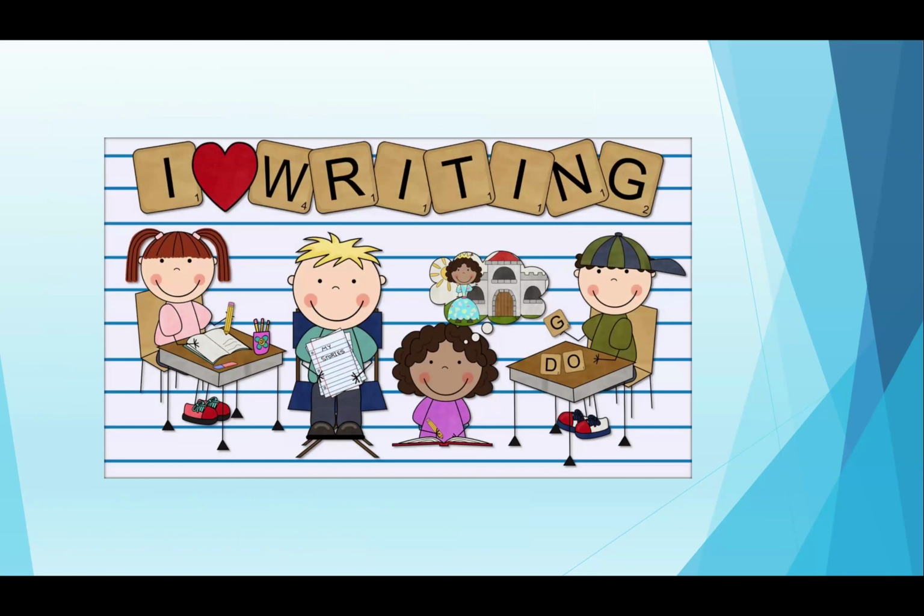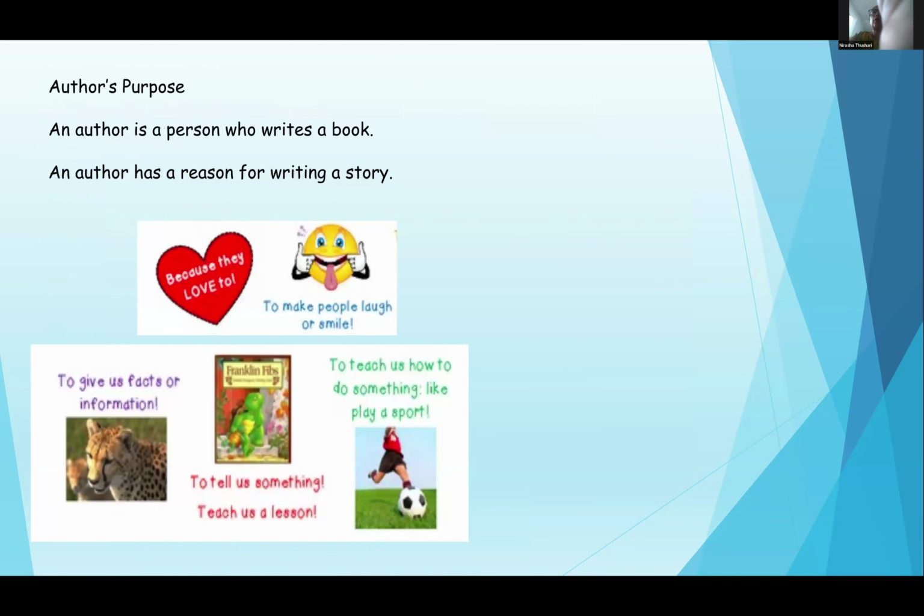And after the two previous exercises, I hope you have understood more about the collective nouns. And now let's move on to the next part, the writing part. Usually when you read stories, you will see there's an author's purpose. An author is a person who writes a book, and an author has a reason for writing a story. They can have many purposes.